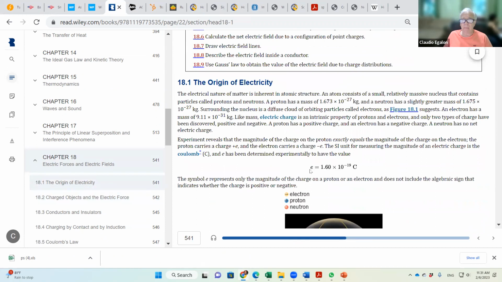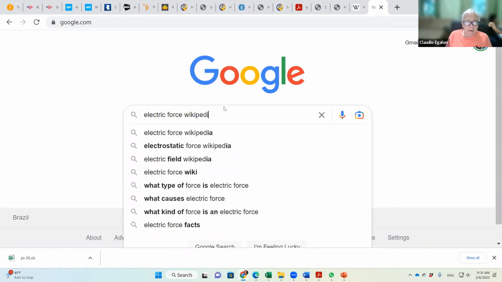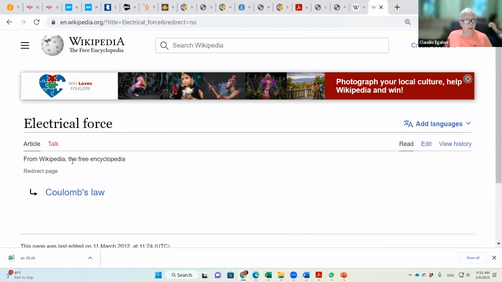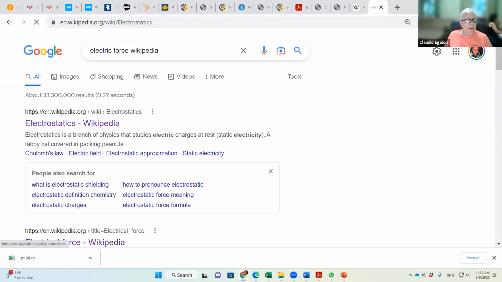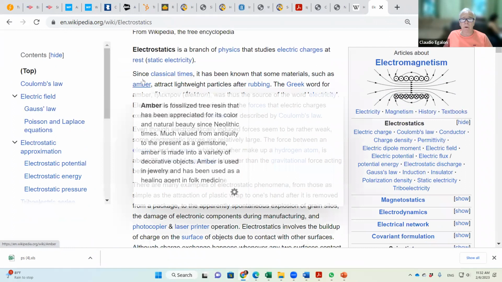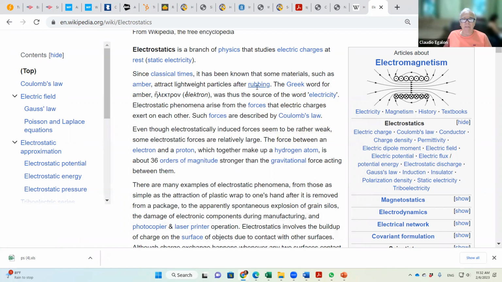Let's take a look at electrostatic in Wikipedia. Wikipedia usually has very good articles about that. Since classical times, okay? Since antiquity, that's what it means by classical times. We're talking about from the 8th century BC to the 5th century AD. Since classical times, it has been known that some materials, such as amber, this yellowish substance, which can be used as a glue, attracted lightweight particles after rubbing. It has been known for a long time, okay?